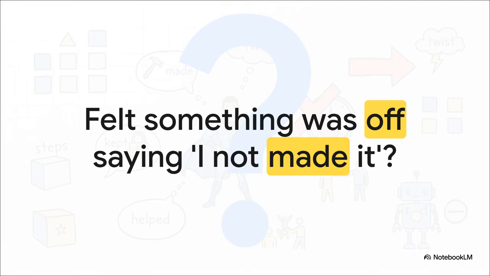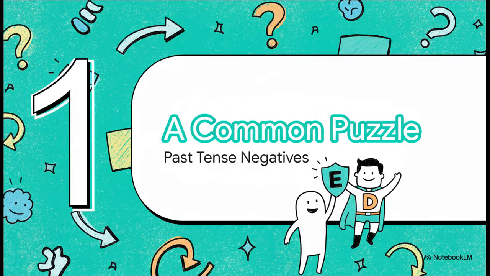You know that feeling, right? You're trying to explain something that didn't happen, and you say something like, I not made it, and it just sounds a little clunky. You know exactly what you mean, but it doesn't feel quite right. Well, you've just hit on a super common puzzle in English. And seriously, this is something that trips up almost everyone, no matter what level they're at. But the best part? The fix is actually really simple.